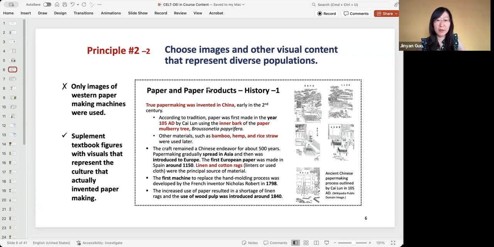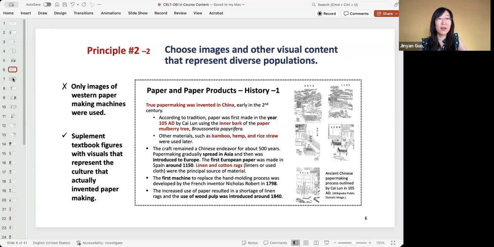In the chapter on papers and paper products, the author mentioned that Europe was more than 1,000 years behind China in terms of paper making. Yet the only images provided in this section are of European paper making machines. So that's not equitable. So I chose some public images from Wikipedia that represent the culture that actually invented paper making. So these are different choices for images that represent a diverse population.